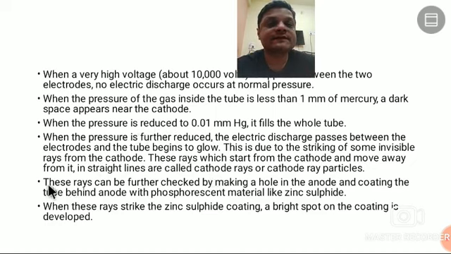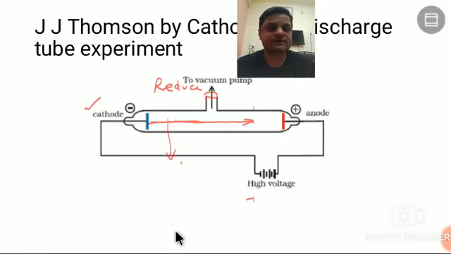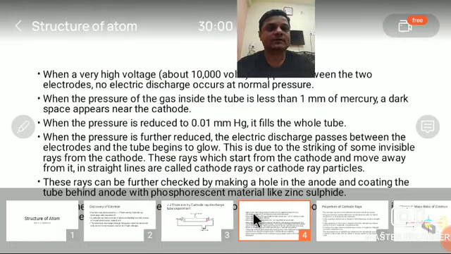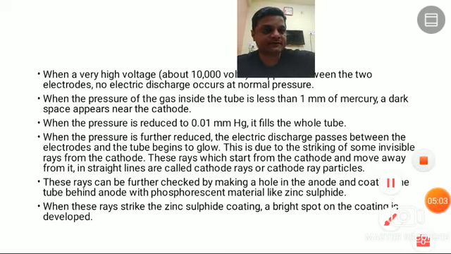These rays can be further checked by making a hole in the anode and coating the tube behind the anode with a phosphorescent material like zinc sulfide. This is how we can visualize it. So just next to the anode, holes are made, and the phosphorescent material, zinc sulfide, is used, so we can see the movement of the particles. That is how the experiments were done by J. J. Thomson.